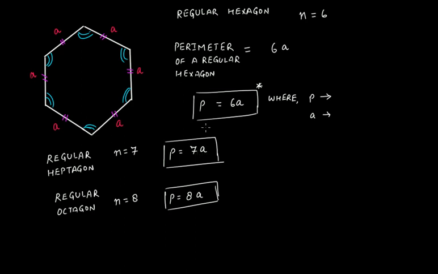Okay, so this is about finding a rule to describe the perimeter of a given regular polygon in terms of variables, and these are the generalized rules for regular polygons.